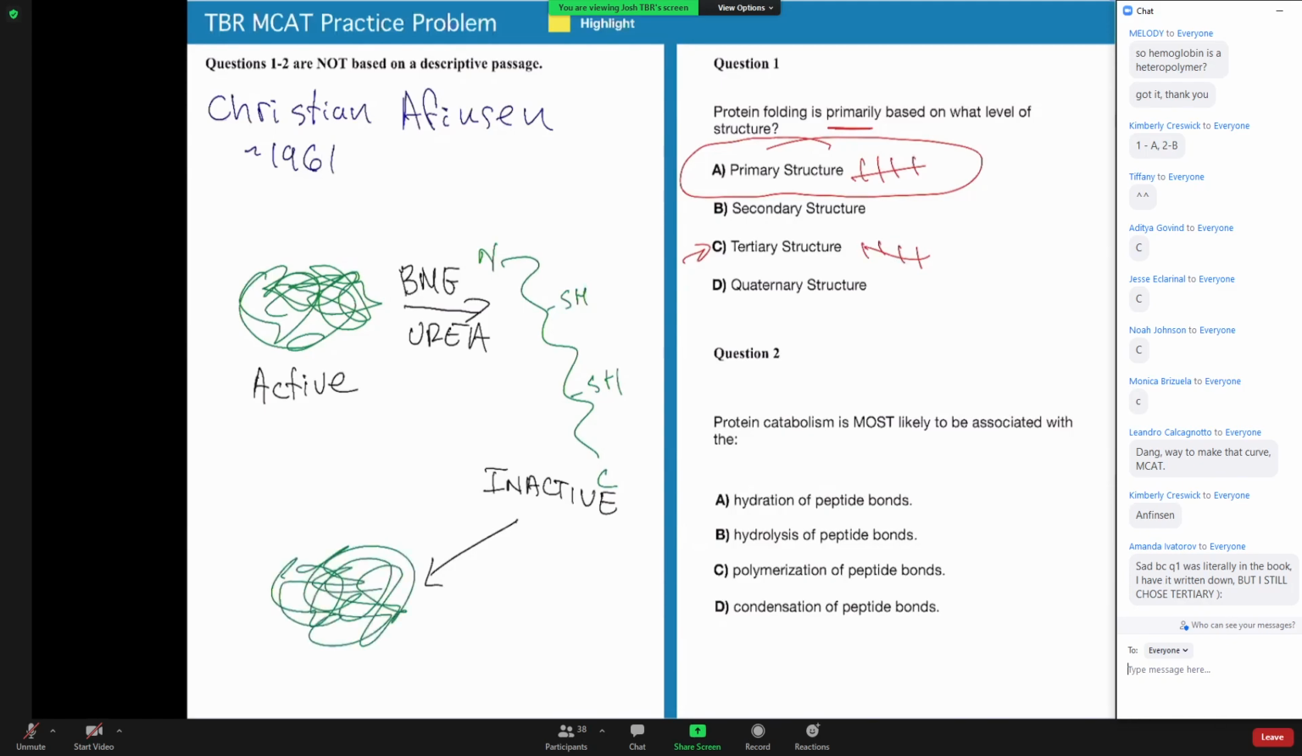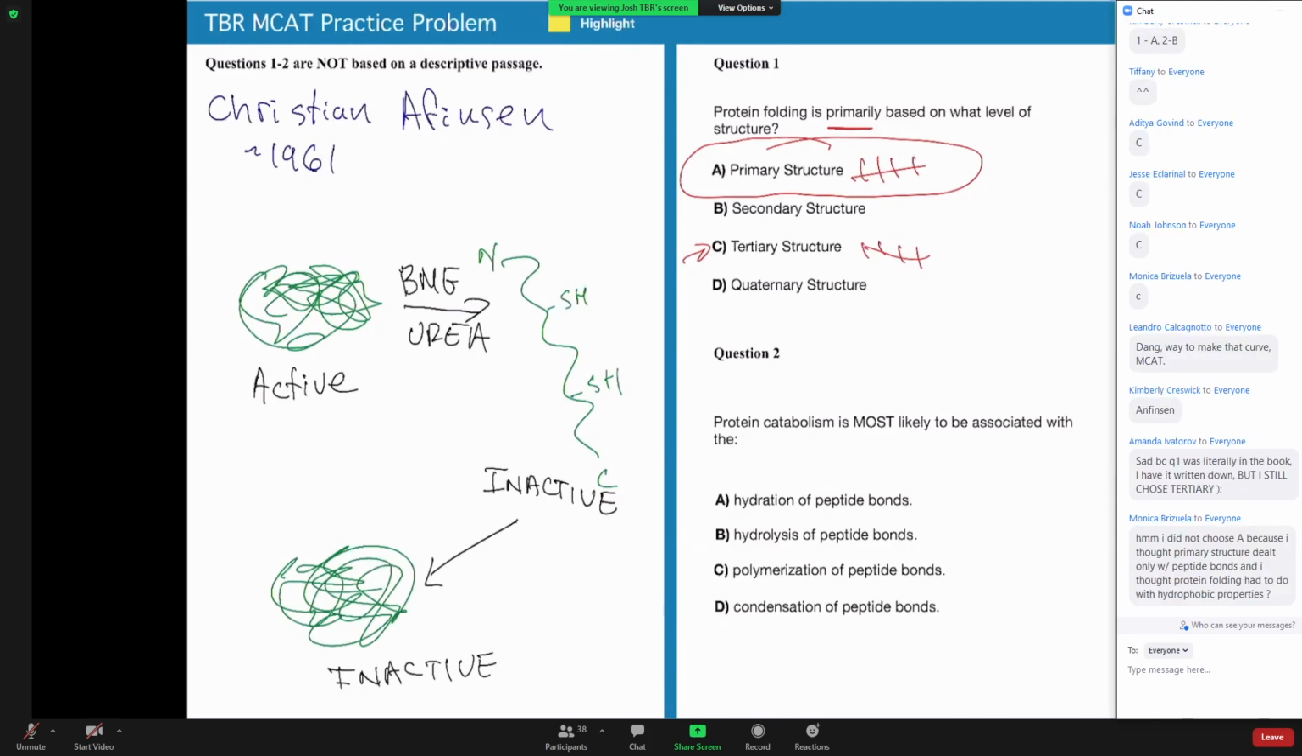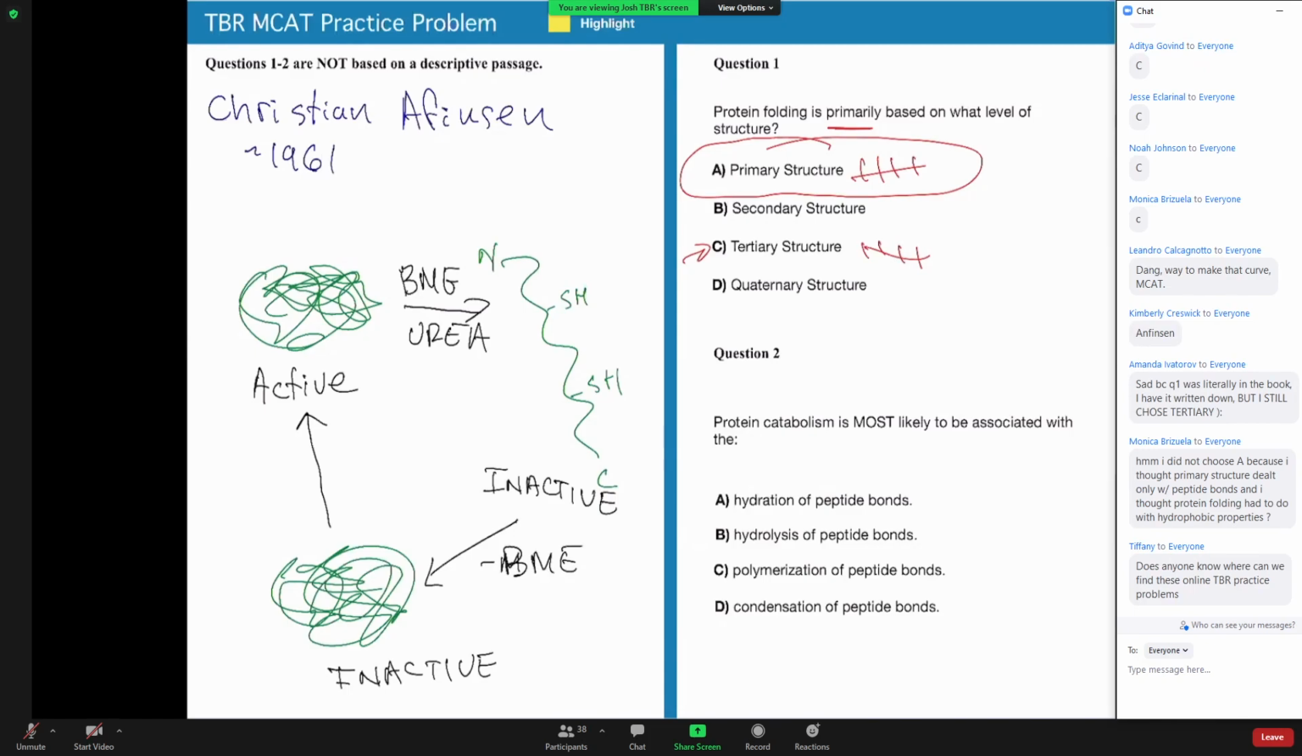Right, and it formed an inactive protein. But when he took back the urea and the BME, right? So now he subtracted, right? So this is minus BME. Now this is minus BME and urea. The protein actually became active again. Okay.